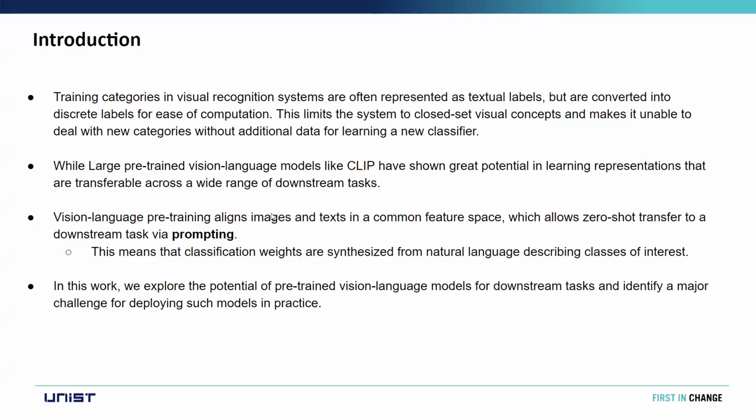Training categories in visual recognition systems, like modern CNN systems, are often represented as textual labels, and then they are converted to discrete labels for ease of computation. Changing those labels to discrete labels limits the systems to closed-set visual concepts and makes them unable to deal with new categories without additional data or learning new classifiers.